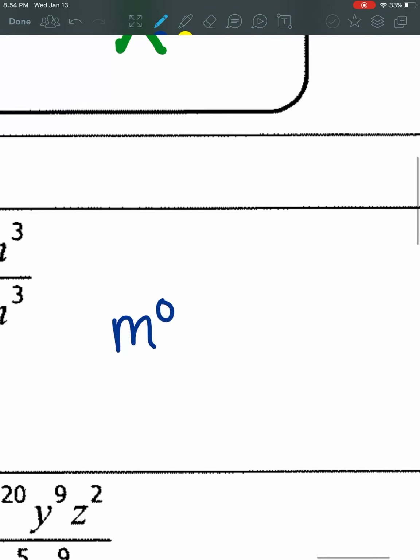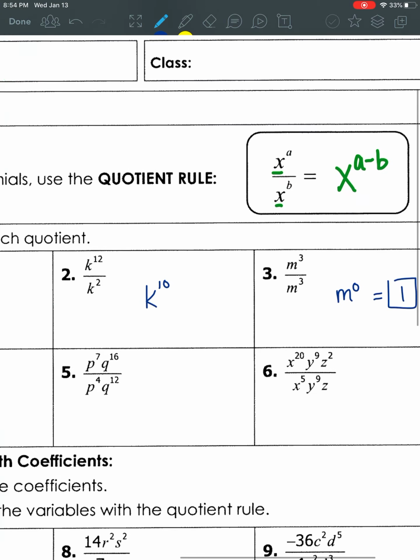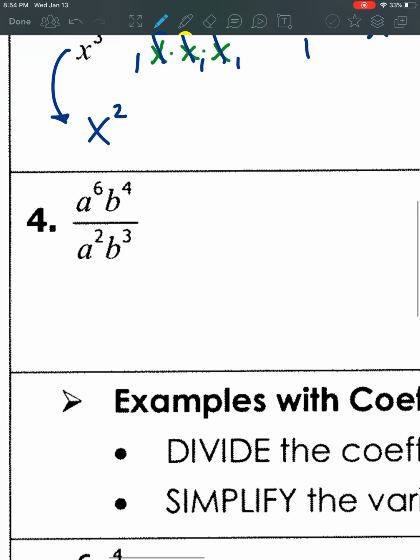This one, same base, keep it. 3 minus 3, we get 0. Now this is not simplified because we know the 0 power, anything to the 0 power is 1. So we'd simplify it to 1.